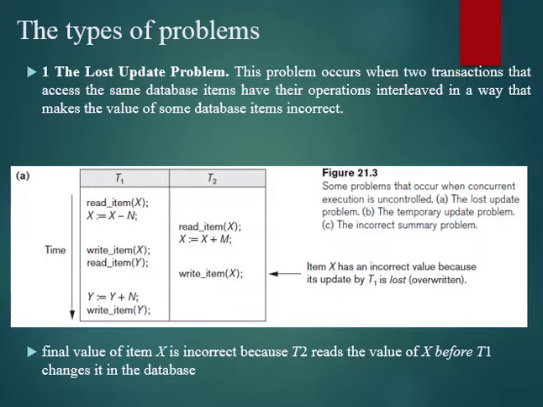So that is a problem. Here the actual value should be 50 minus 20 plus 30, that is the actual value, but here T2 missed the update done by T1 and it overwrote the write done by T1.